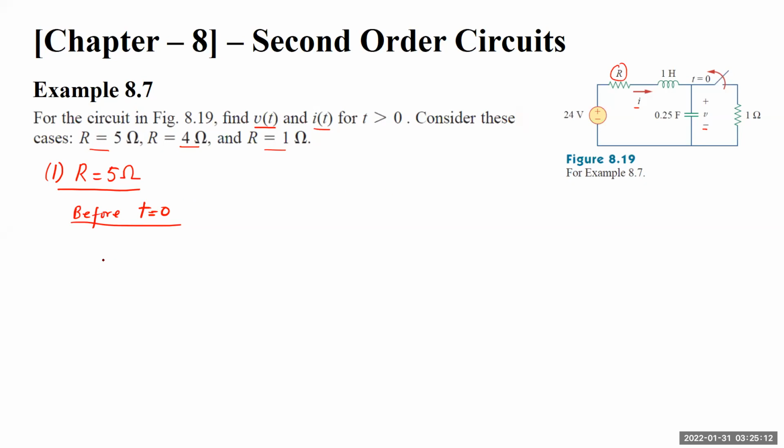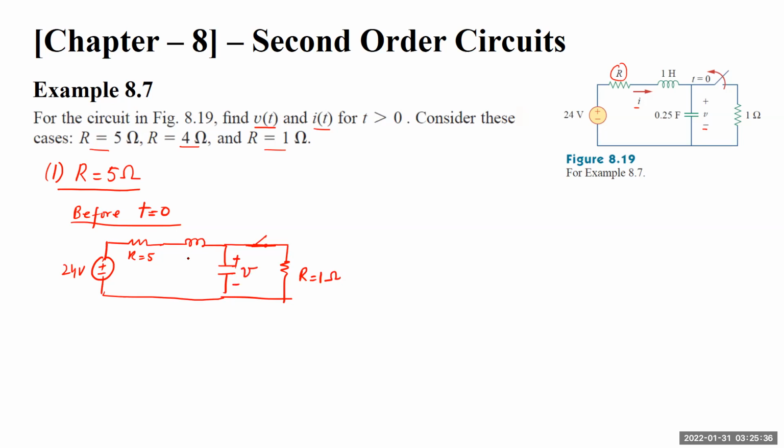Before t equals 0, the circuit looked something like this. This is 24 volts. This is my resistance R, and I have taken it as 5 ohms. This is my inductor. This is my capacitor, and this is the switch. This is R equals 1 ohm, and this switch was closed. This inductance was 1 Henry.